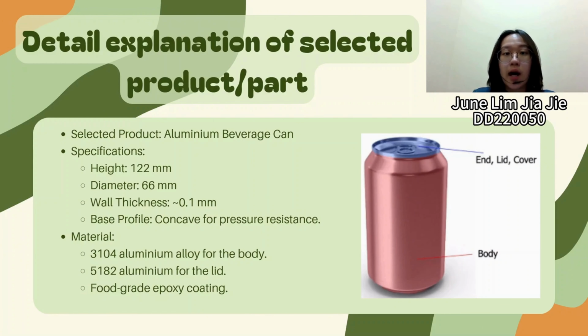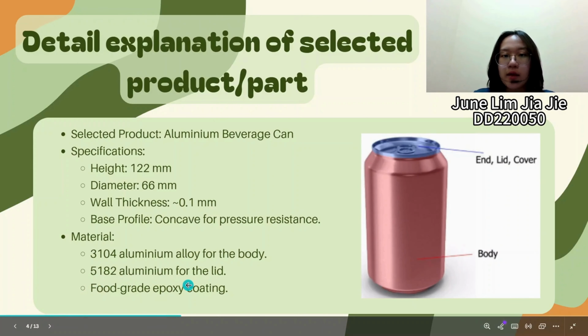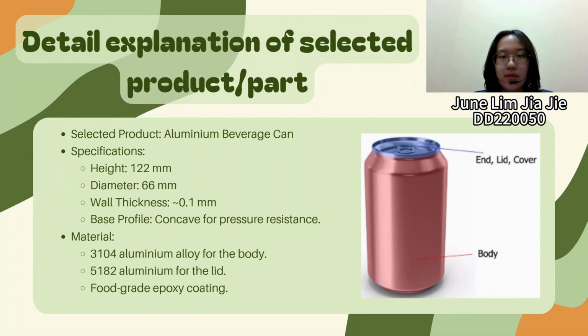The base of the aluminum can is designed to have a concave shape for pressure resistance. For the material, 3104 aluminum alloy is set for the body of the aluminum beverage can due to its excellent strength-to-weight ratio. Next, 5182 aluminum is set for the lid of the beverage can. Lastly, the internal part of the aluminum beverage can is covered with food grade epoxy coating.